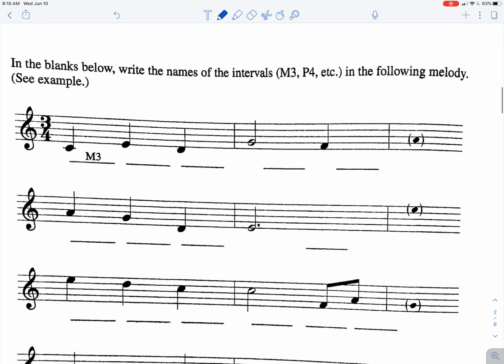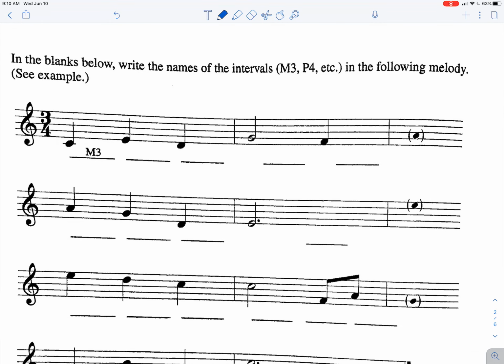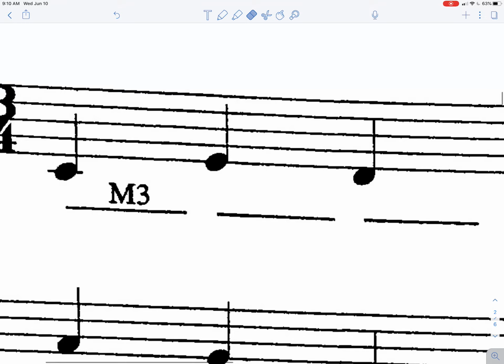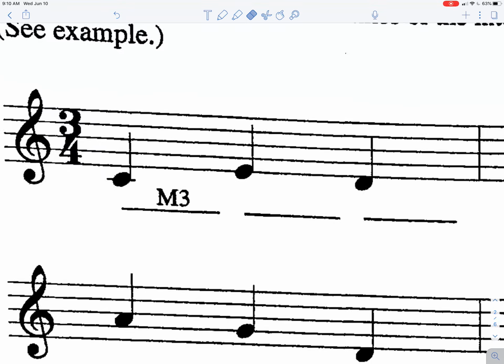Here we are now in assignment 8-1B. Let's get started. In this one, we're asked to write the names of the intervals that are included in a melody. So instead of up and down, we're going to go sort of across, right? It's not really any different in terms of the process. It's just how they look. So let's zoom in and get started with the beginning.